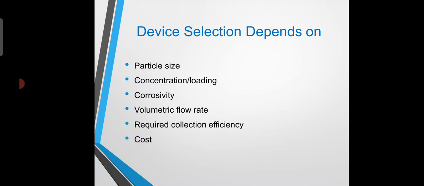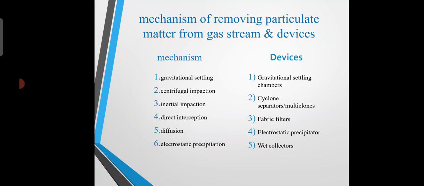Volumetric flow rate. So it is the volume of flue gas that is emitted from any industrial operation, and the efficiency of removal of these particulate matters and the cost of the equipment. There are different mechanisms for removing these particulate matters from the flue gas. They are gravitational settling, centrifugal impaction, inertial impaction, direct interception, diffusion, and electrostatic precipitation.